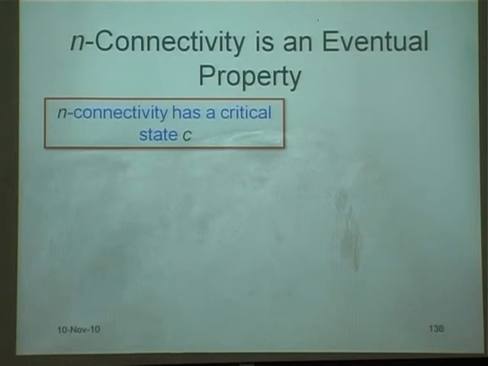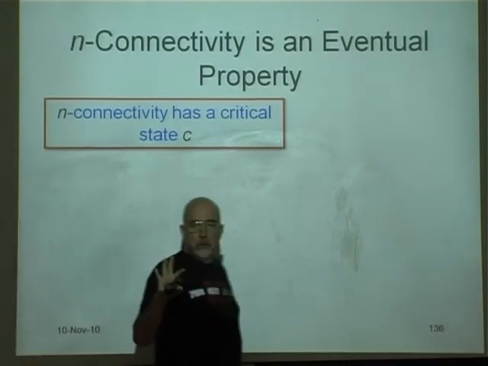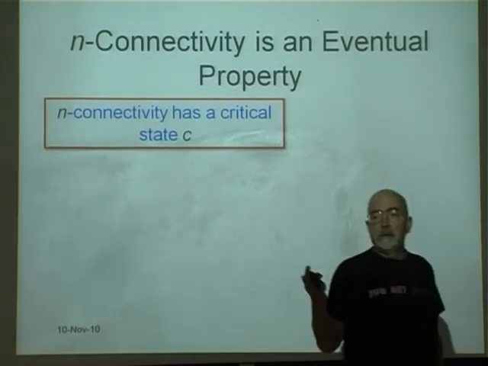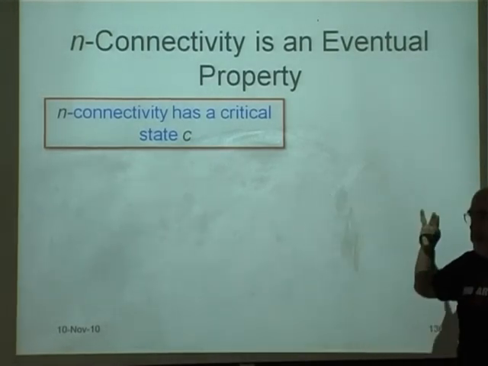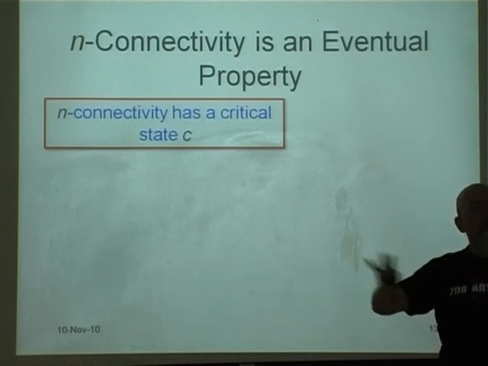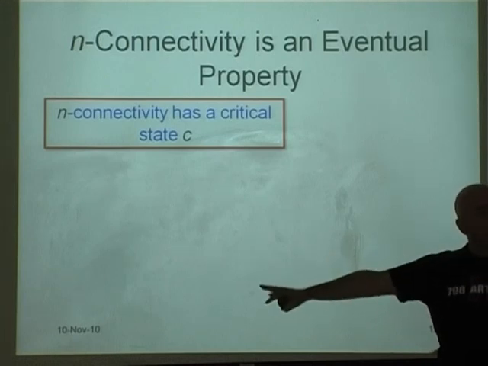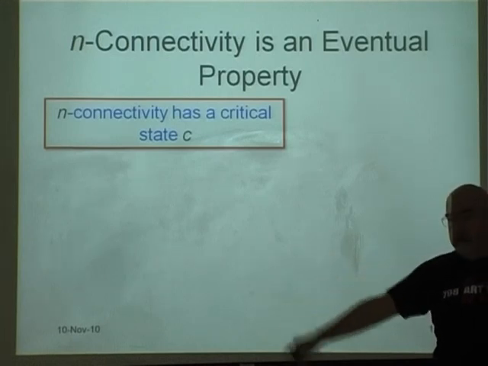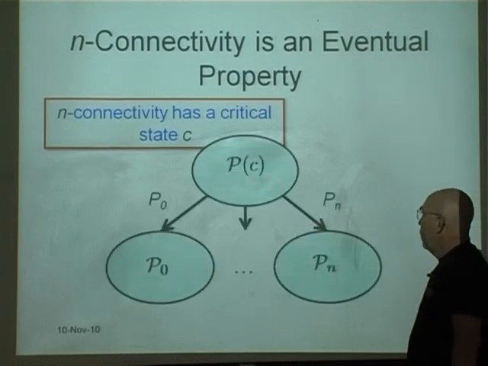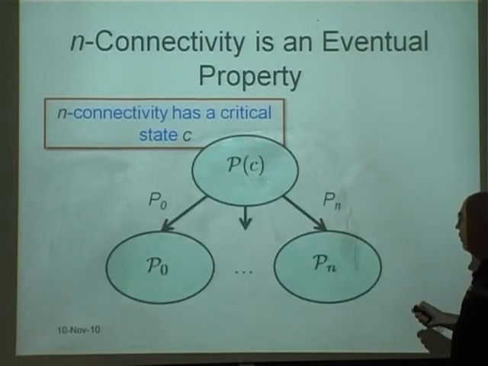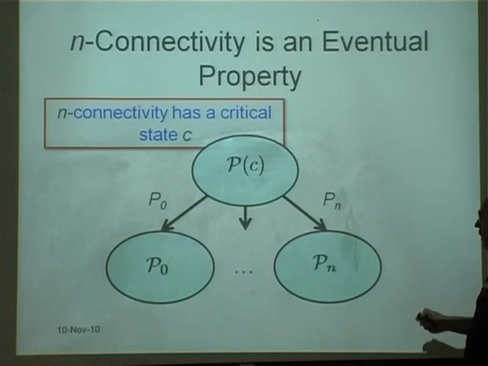Let's assume by way of contradiction it isn't n-connected when we start. That means that if you have something that is true in every final state but not true in the initial state, then it must have a critical state where the reachable complex is not n-connected, but the reachable complex from every successor state is n-connected. So it looks like this. Here's our critical state. Here is the reachable complex.